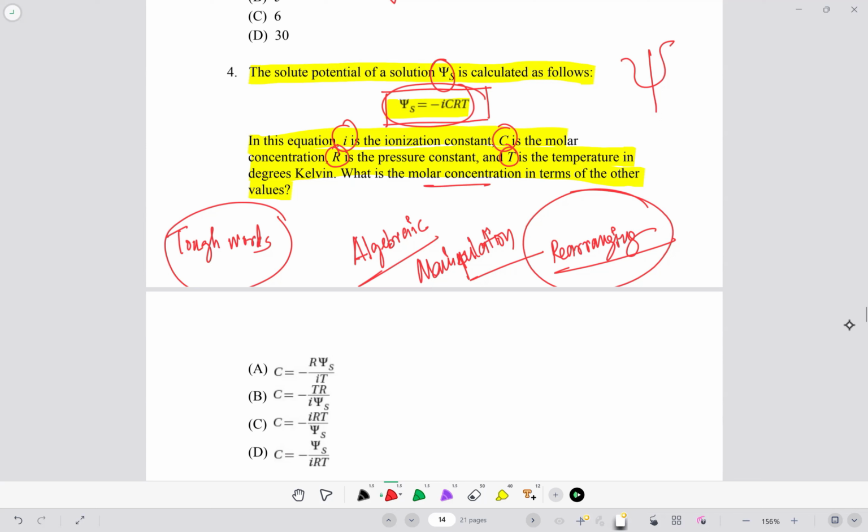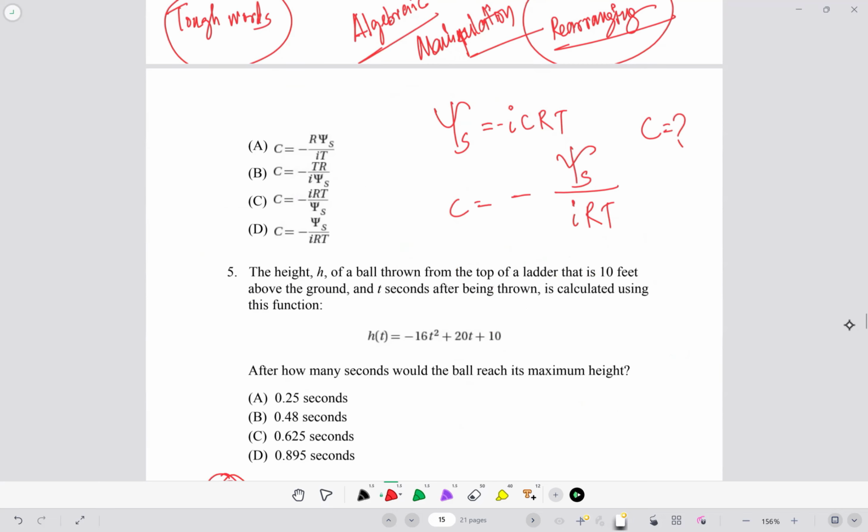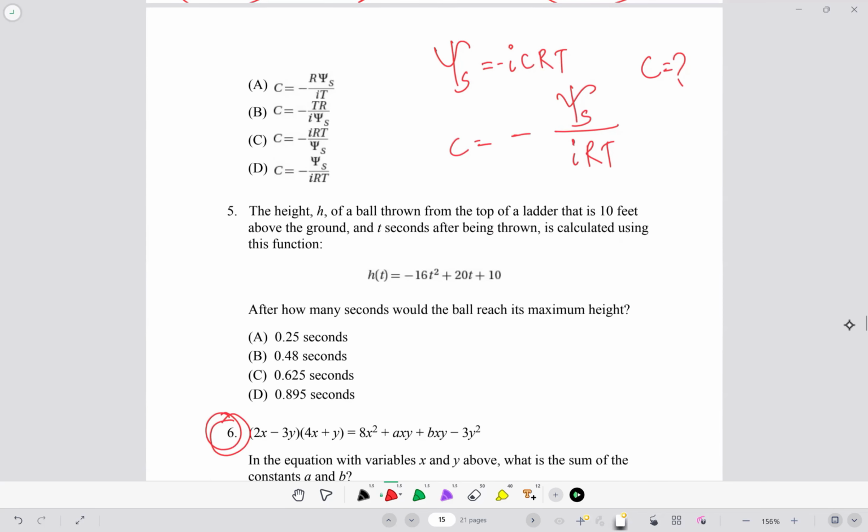So write the manipulation. This is the equation: psi S equals negative I C R T. They're just asking you, what is C? C is equal to negative psi S divided by I R T. As simple as that. This is just a child's game. Do you have any question?